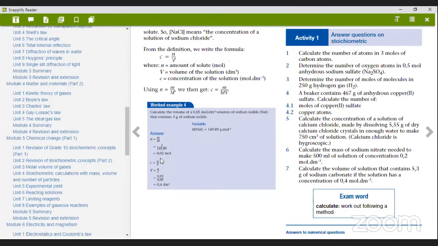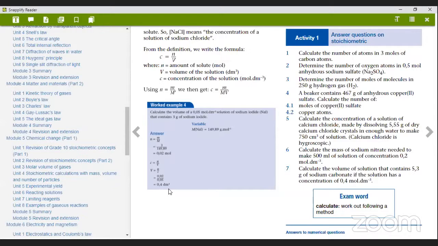Okay, write the proper formula first. Sometimes they give you marks for writing the formula, so make sure you always write the formula. C is equal to N over V, and then V will be equal to N over C. Then you substitute your values. N is 0.02 and C is 0.05, and this is your volume.